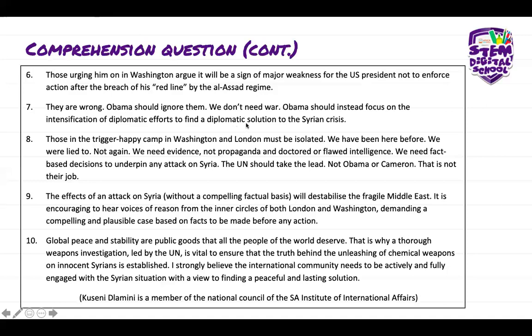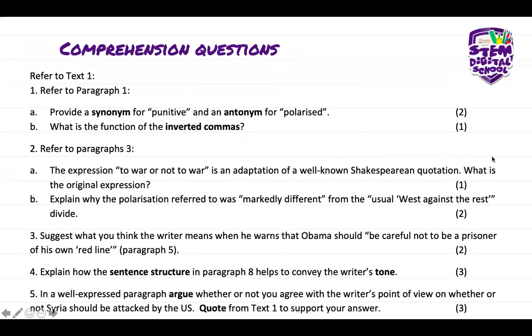Okay, let's engage the text. I think that would have taken about 10 minutes, maybe 9 minutes of reading. It's always very good to engage with a comprehension like this. I know that I usually read it for you, but I wanted you to read it for yourself this time. Let's go. Refer to paragraph 1.